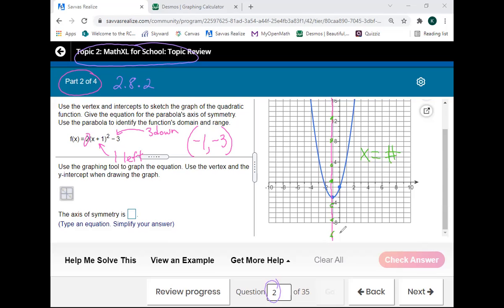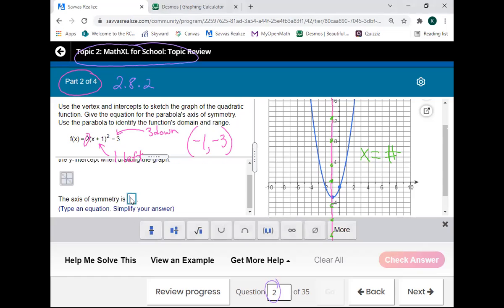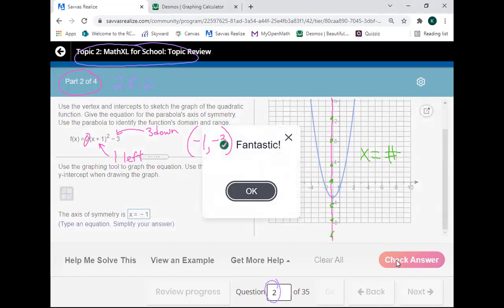So you're going to come over here, and I'm assuming they still need the equation x equals. So x equals, and I believe we said -1. Whoops, not plus, equals -1. X equals -1. Check that then for our axis of symmetry.